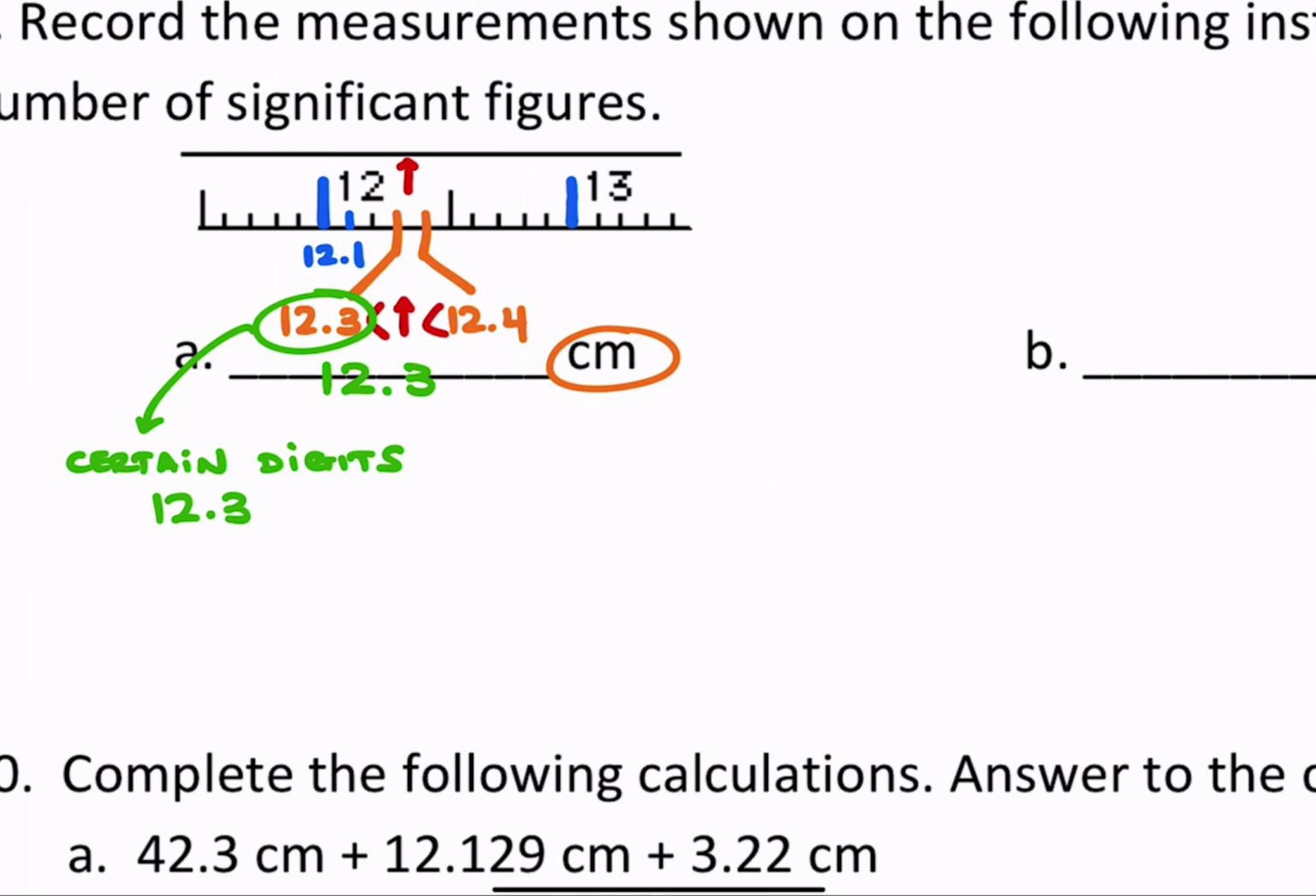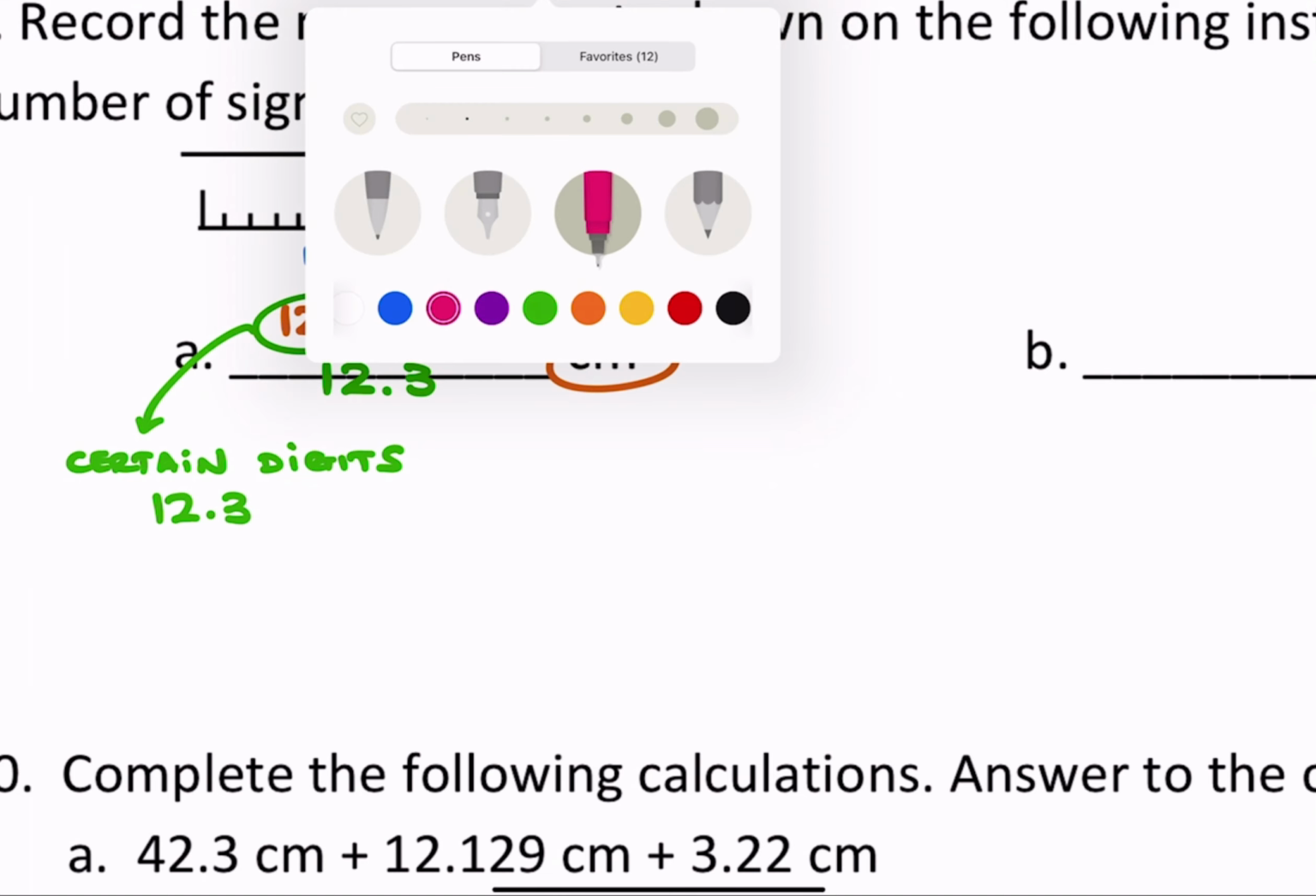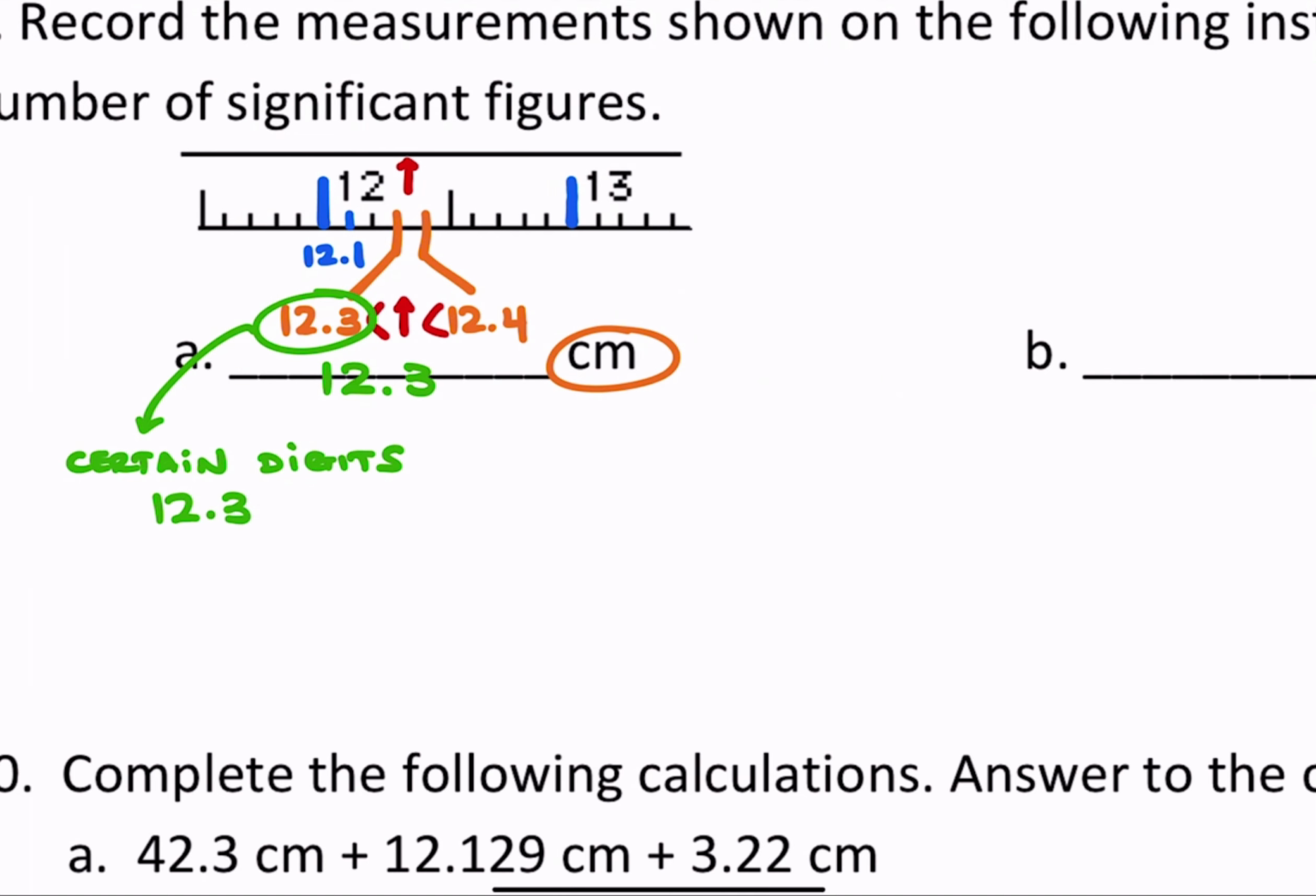What else do we need? We need the estimated digit. The estimated digit depends on the person doing the measurement. And here it looks like this red arrow is right in between 12.3 and 12.4. So I could estimate this digit as being 5. But if you wrote 12.34, you're correct as well. If you wrote 12.36, you're correct as well. You just did a different estimation than I did.